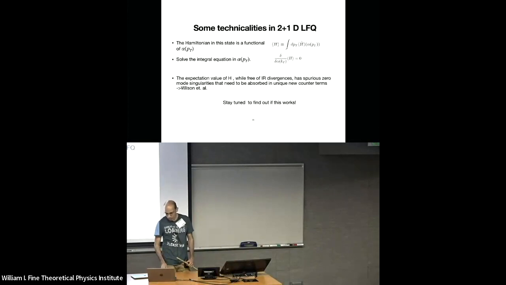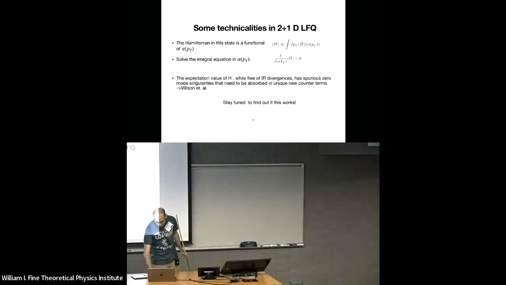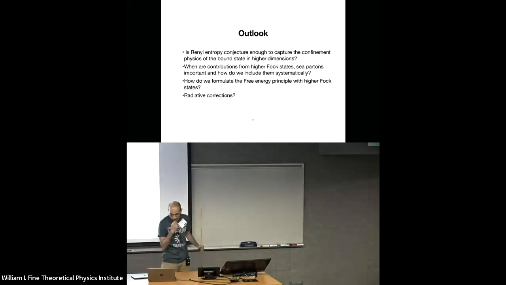Unfortunately, I don't have the numerical results here, but what we're going to do is essentially treat the Hamiltonian as a functional of this alpha of PT, and that will give us an integral equation for alpha of PT in this case, because I am integrating over all slices of PT essentially. All right. Okay, I'll stop here with the outlook.